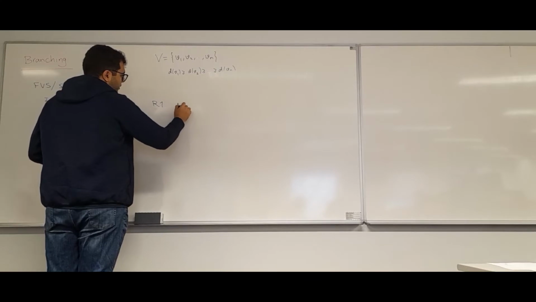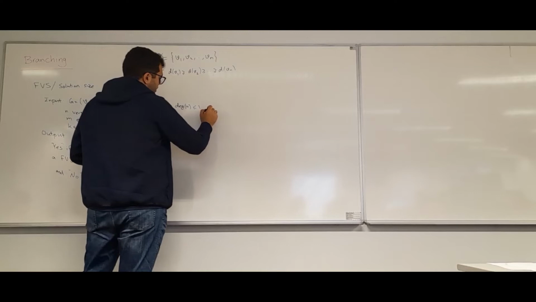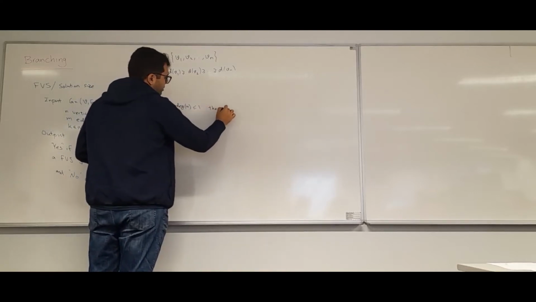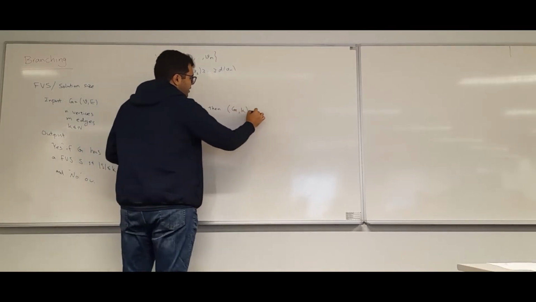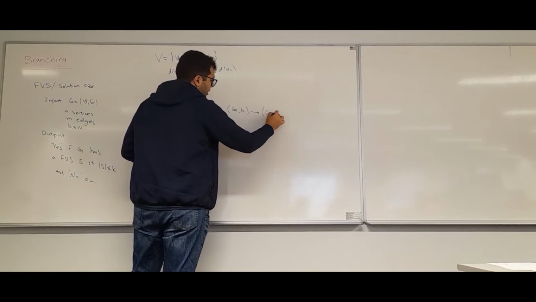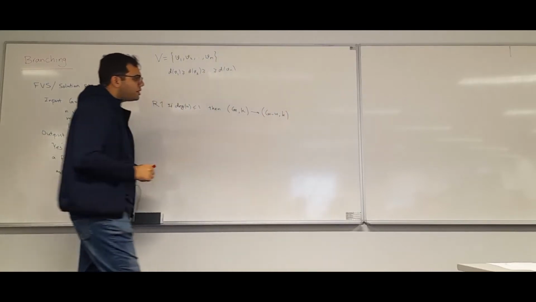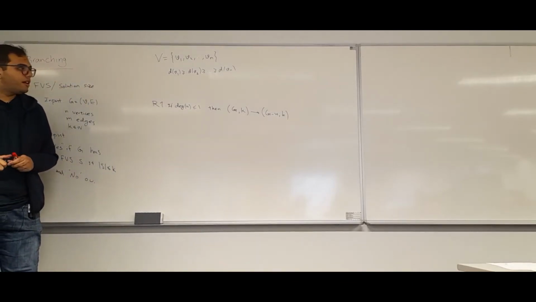If the degree of some vertex U is less than or equal to 1, then I take my instance, which was G and K, and I turn it into G minus U and K. The parameter doesn't change because I'm not putting U in my feedback vertex set. Okay.